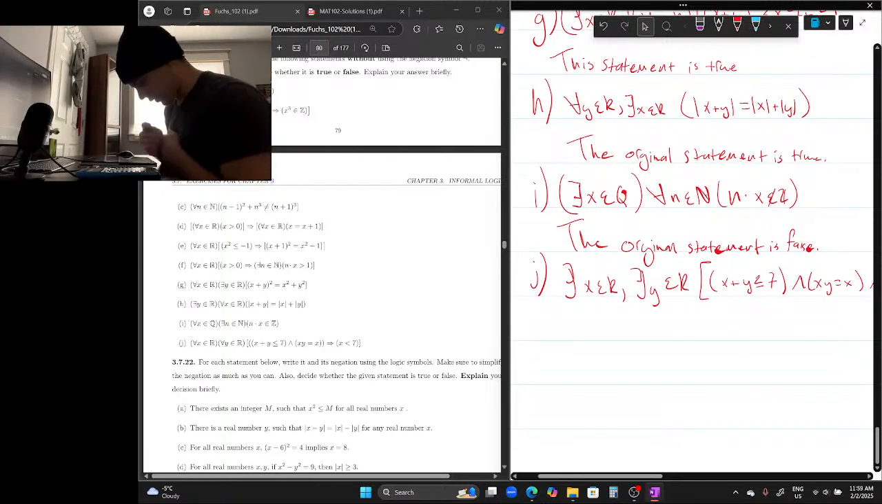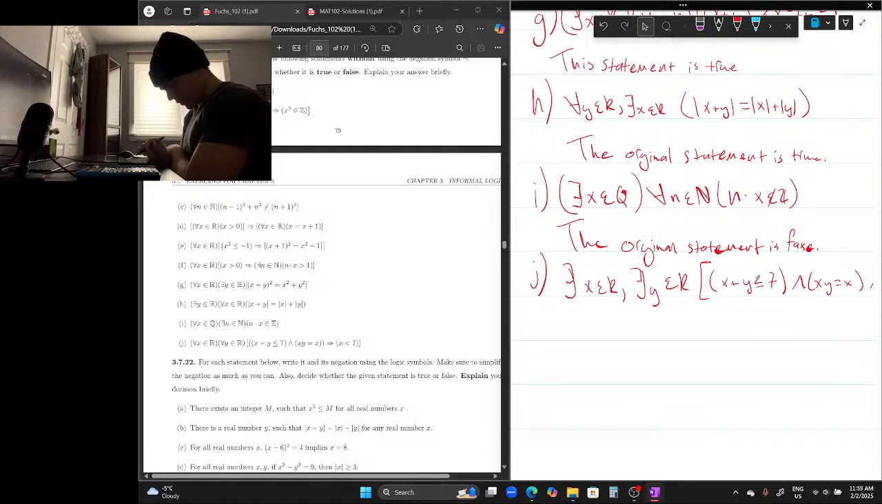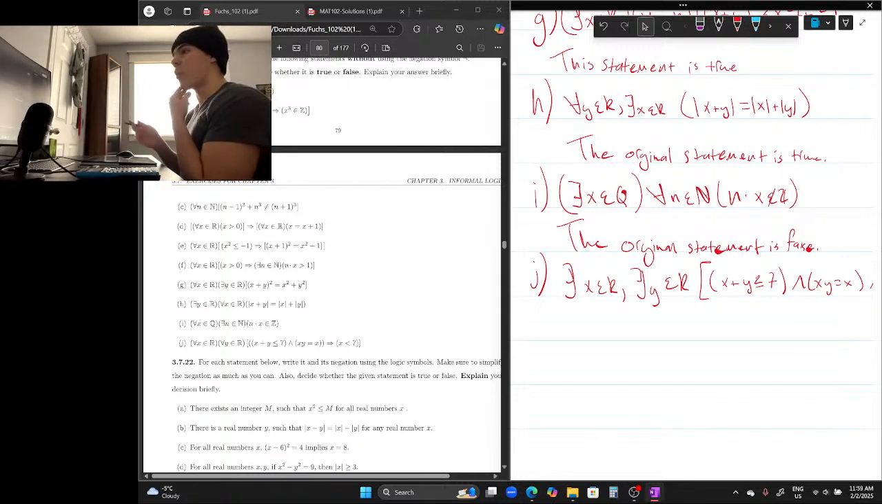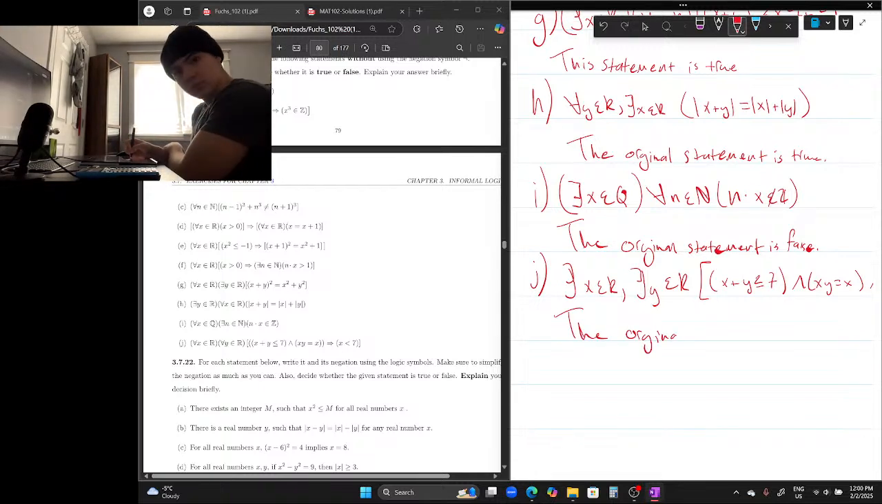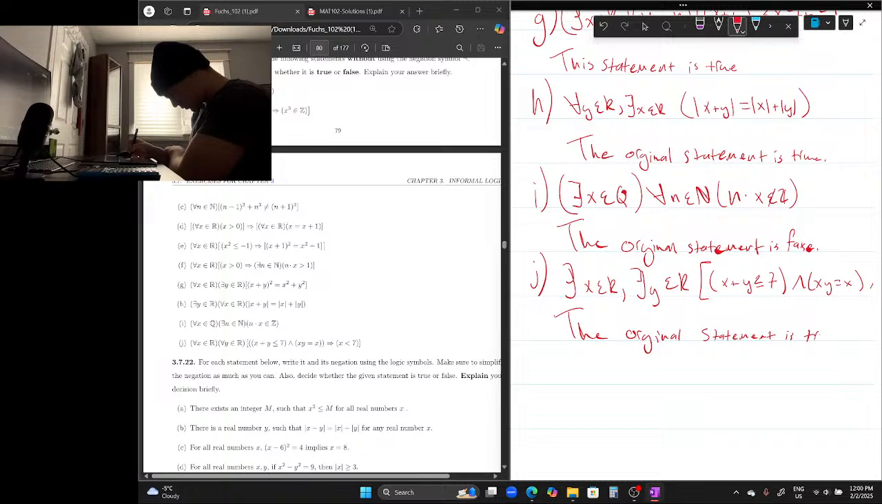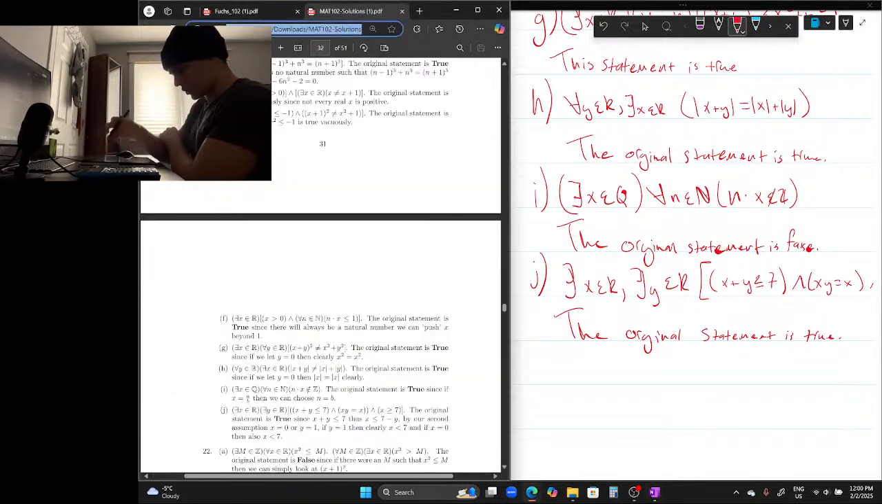if x plus y is less than or equal to 7, and y is equal to x, then this implies that x is equal to 7. So basically, if y is equal to 1, x is less than or equal to 6. Then x is less than 7. The original statement is true. Let's cheat. I and J are both true. Yes.